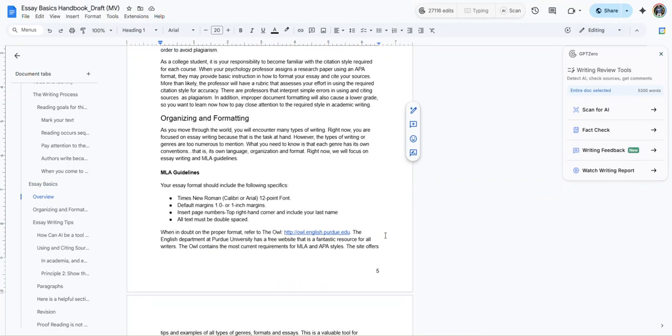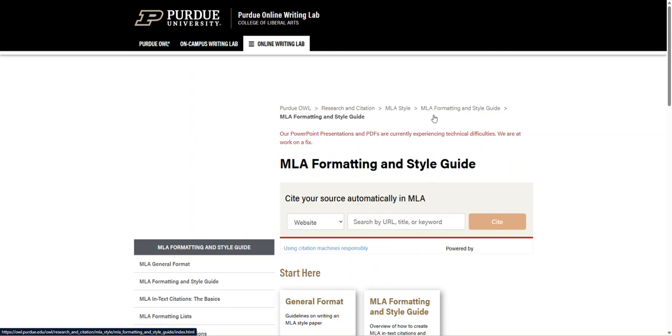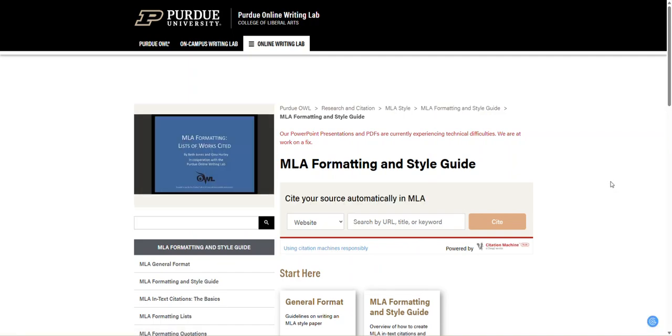So here I talk about organizing and formatting an essay. Also, be aware MLA guidelines are required. It's part of our course objectives, so you want to make sure that you read through the MLA guidelines. Within this section, I have a link right here to the Purdue OWL. The Purdue OWL from Purdue University is an online writing laboratory. It'll help you obtain information on MLA formatting.